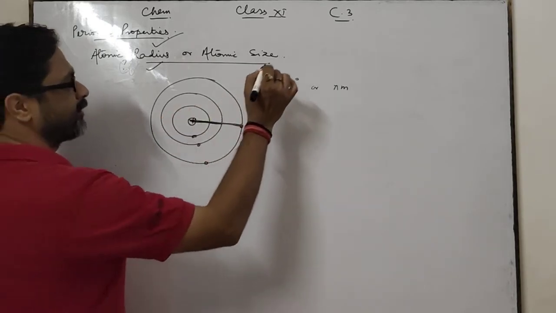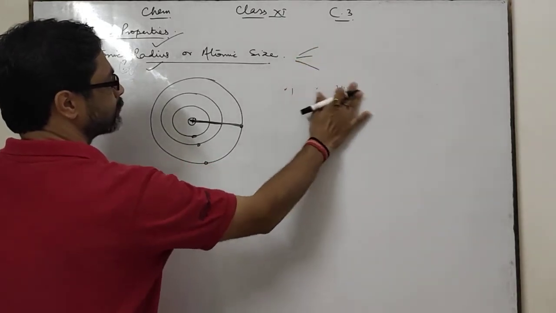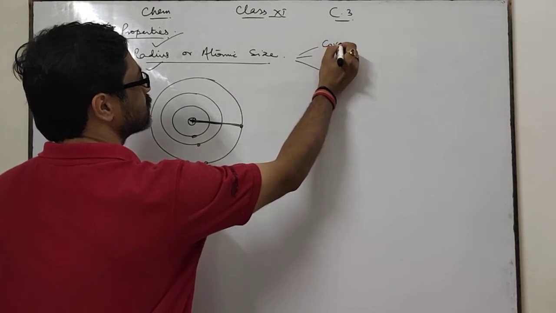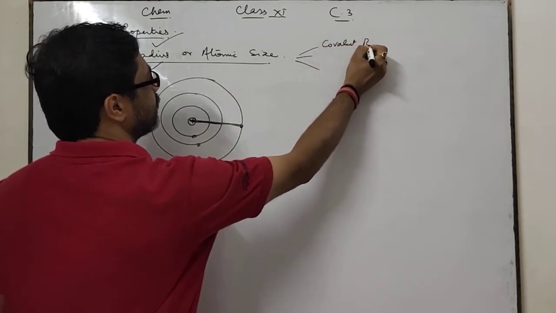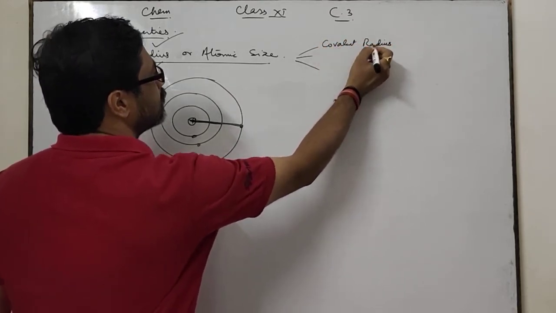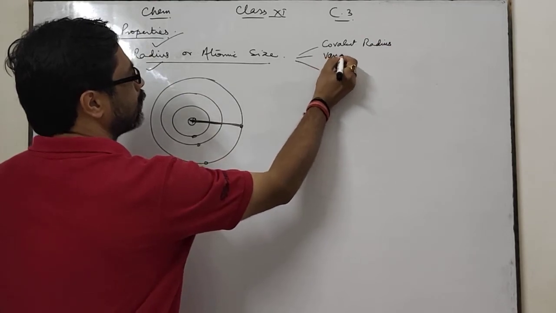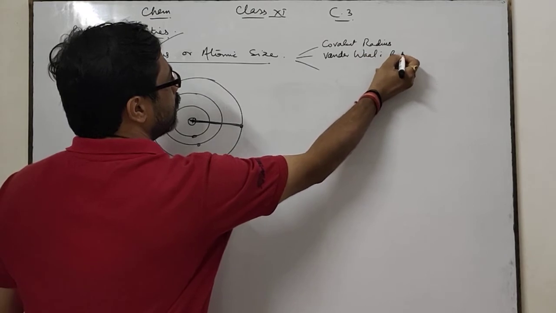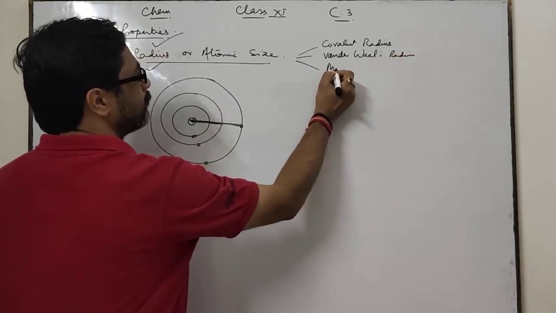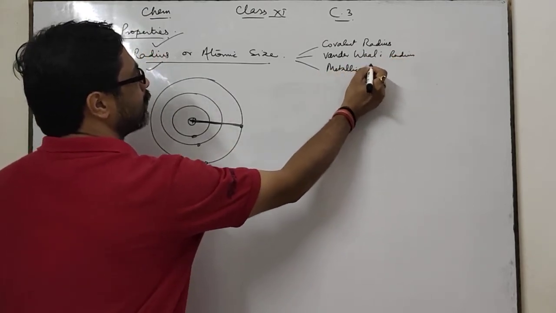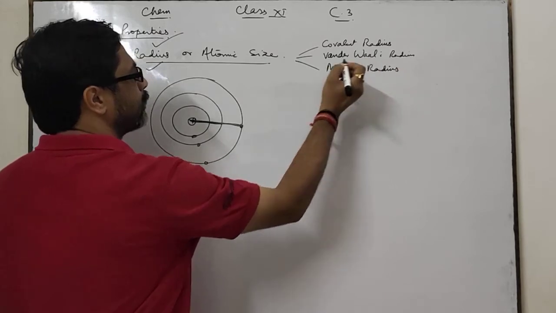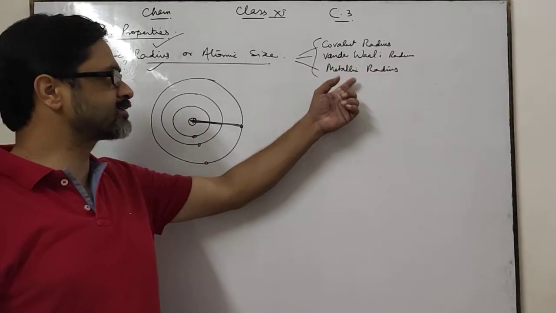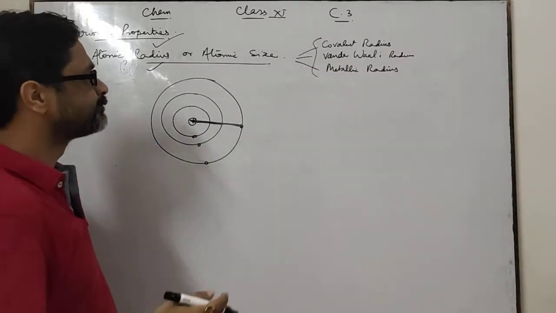Atomic radius is of three types. First one is covalent radius. Second one is van der Waals radius. And third one is metallic radius. Means atomic radius is of three types: covalent, van der Waals and metallic radius.